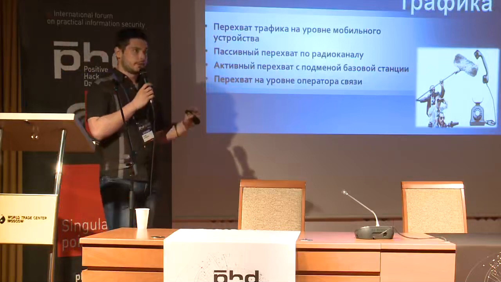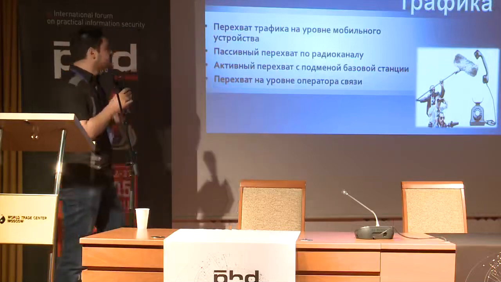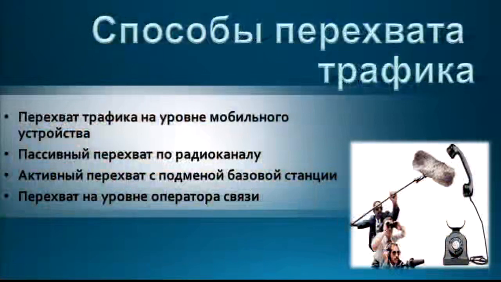So I've shown you 4 categories of how it is possible to intercept traffic. The first one, traffic interception on the level of the mobile device. It's the cheapest and the most common way of traffic interception, when you install specialized software on your mobile phone, and afterward this software can easily record everything that you type on the keyboard, and record your calls and SMS messages.